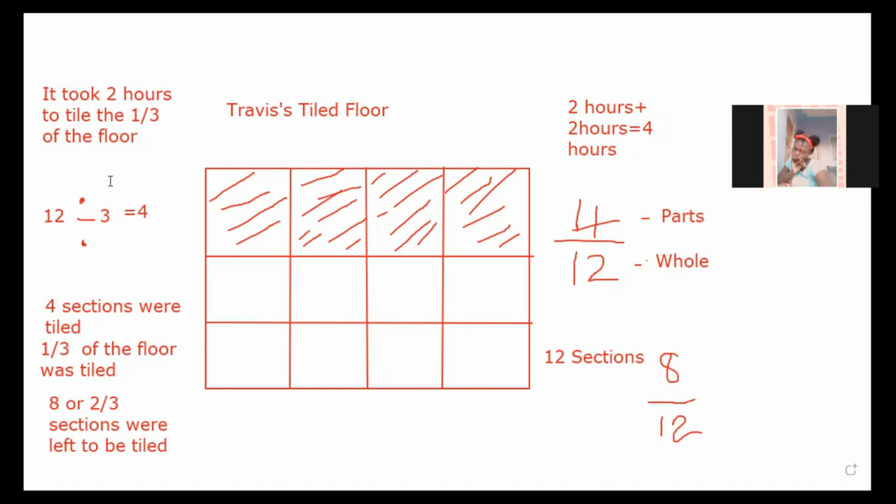It is very good to have your working out clean and to be descriptive as I'm doing now. So you make sure that there's no loose ends and you understand everything that you're doing and you have your description. So even if you're looking back over, you can say, all right, four sections were tiled, one third of the floor was tiled. Eight or two third sections were left to be tiled, and now it took 2 hours to tile the one third of the floor. Therefore, it must take 4 hours to tile what is left.